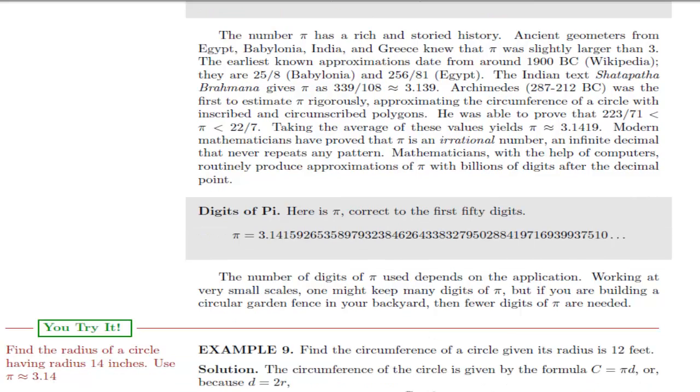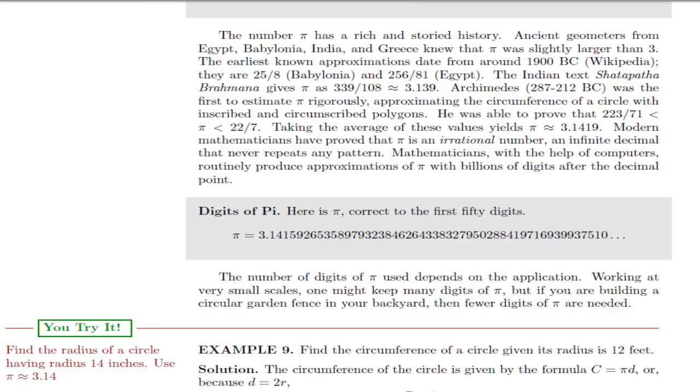Ancient geometers of Egypt, Babylonia, India, and Greece knew that pi was slightly larger than 3. The earliest known approximations date from around 1900 BC. They are 25/8, Babylonian, and 256/81, Egyptian. The Indian text Shatapatha Brahmana gives pi as 339/108, approximately 3.139.